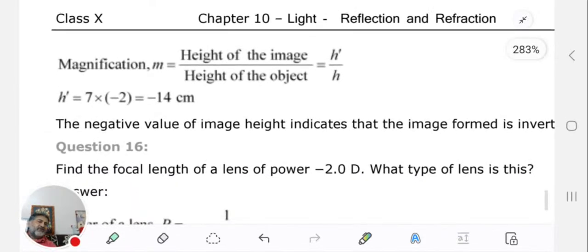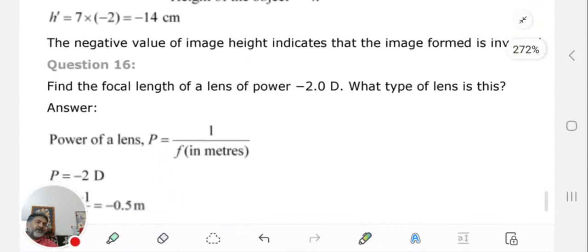Magnification m is equal to height of the image upon height of object, h dash upon h. So h dash is equal to 7 into -2 is equal to -14. The negative value of image height indicates that the image formed is inverted.